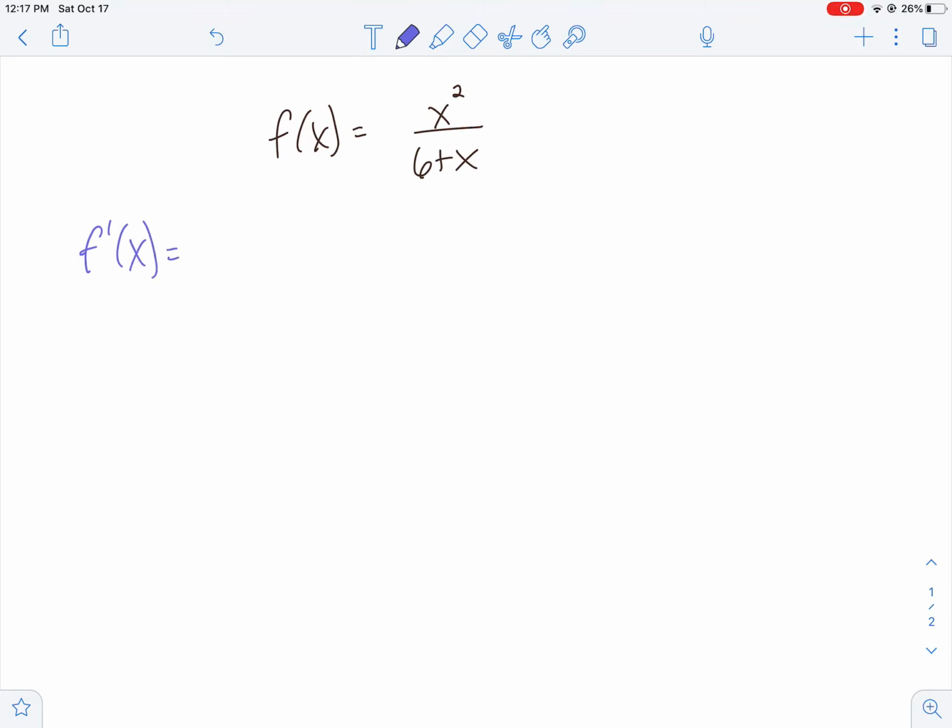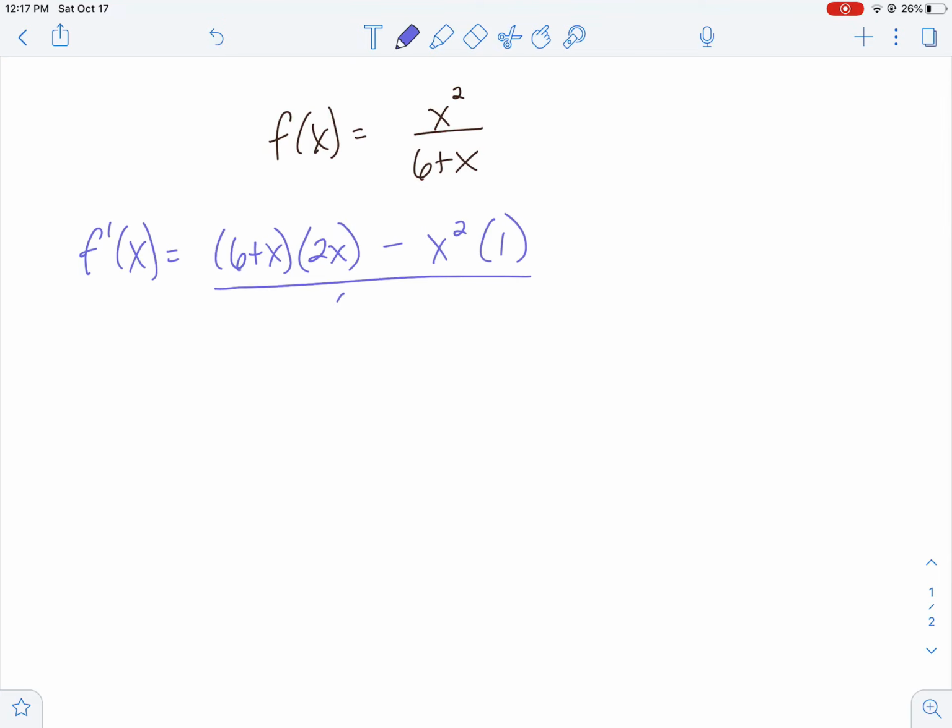So I'm going to find the first derivative by using quotient rule, which is the bottom times the derivative of the top minus the top times the derivative of the bottom, and the derivative of 6 plus 1x is just a 1, all over the bottom squared.